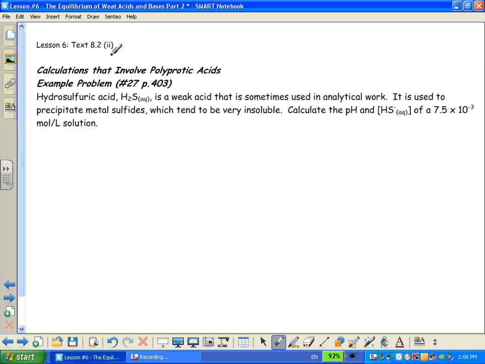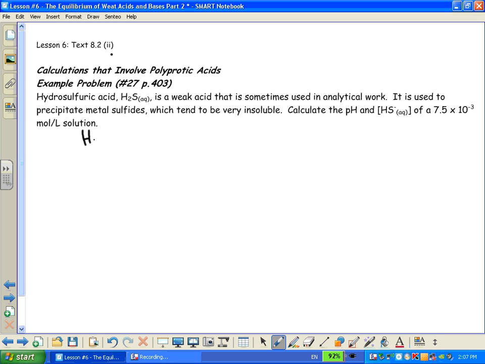Hydrosulfuric acid, H2S, is a weak acid that is sometimes used in analytical work. It is used to precipitate metal sulfides, which tend to be very insoluble. Calculate the pH and the concentration of the HS minus, so it's given away a hydrogen, of a 7.5 times 10 to the negative 3 moles per liter solution. So the first thing we need to do is write out an equation of what's happening.